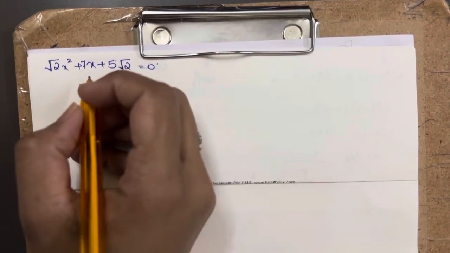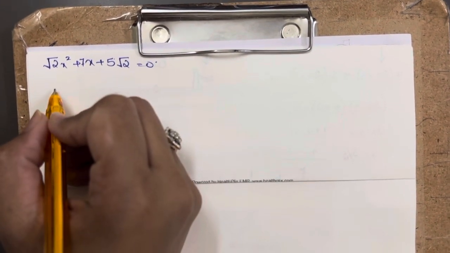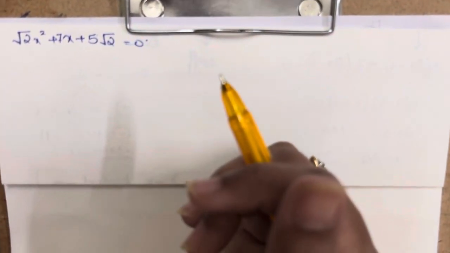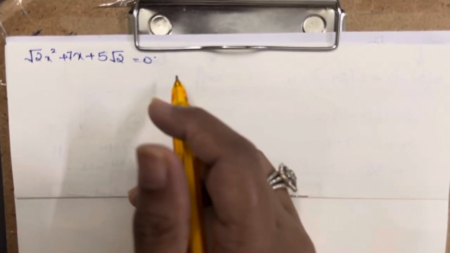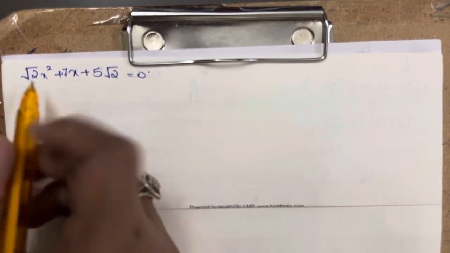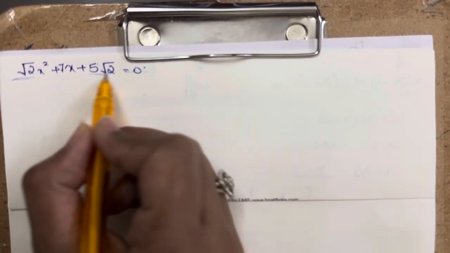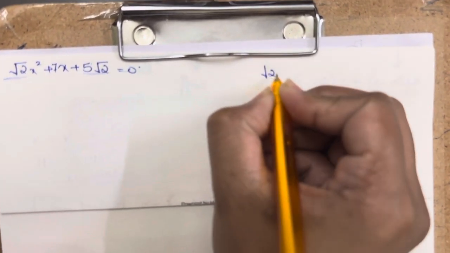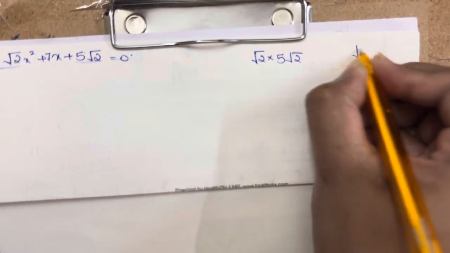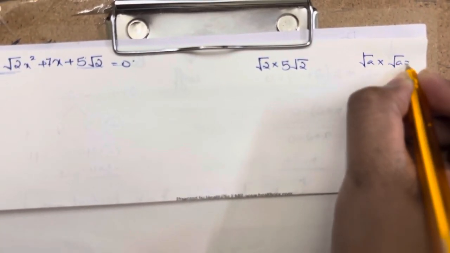Now moving to the next question, which is given. Most of the students, when they see the roots, get scared, like how are we supposed to solve this particular question? Do not worry. Once you know the method, that is exactly the method that you're going to follow. What am I supposed to do? The coefficient of x square multiplies with the constant term, so root 2 multiplies with this. And we know that root a times root a is equal to a.